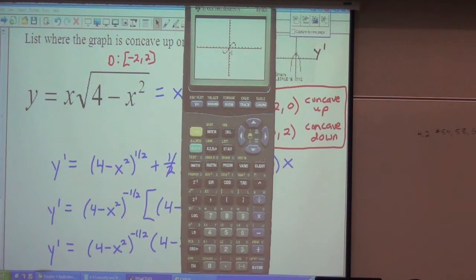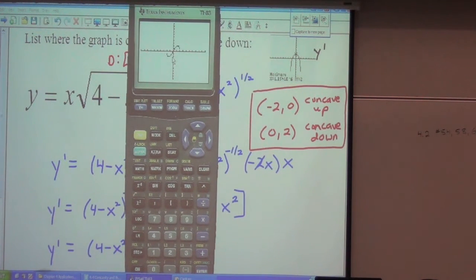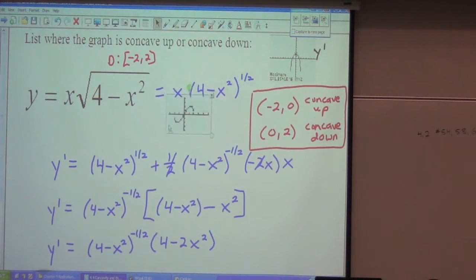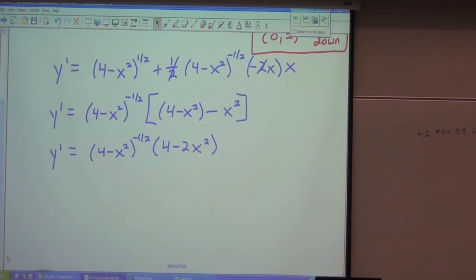See how it looks like it's concave up till it gets here, then it's concave down. That matches. Wow, we could have even done that without the first derivative. Yeah, if I had changed my window to go from -2 to 2 and then done zoom fit, that would have been even nicer. All right, so let's finish this off if I can here, and then we'll take our break.